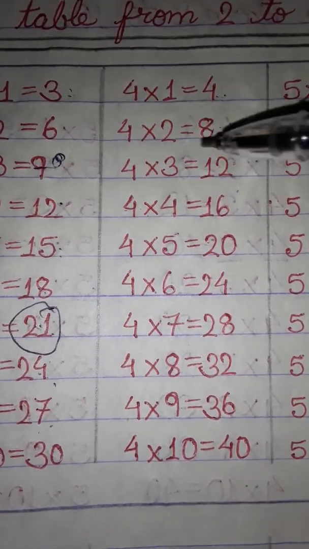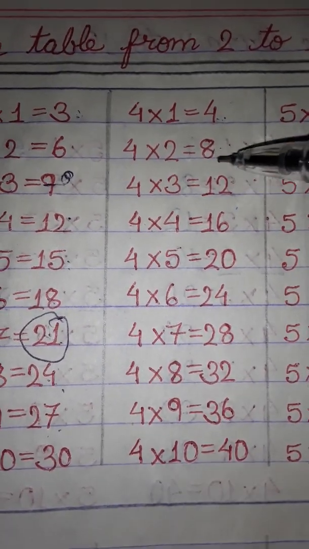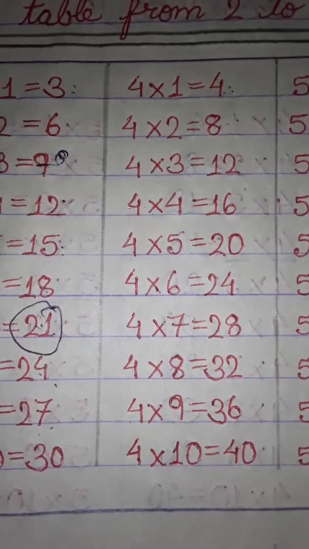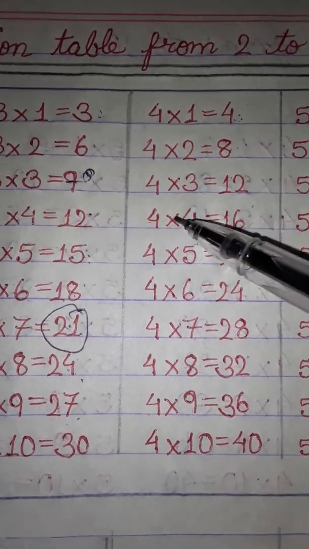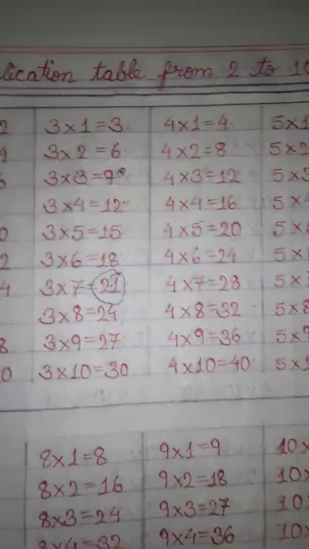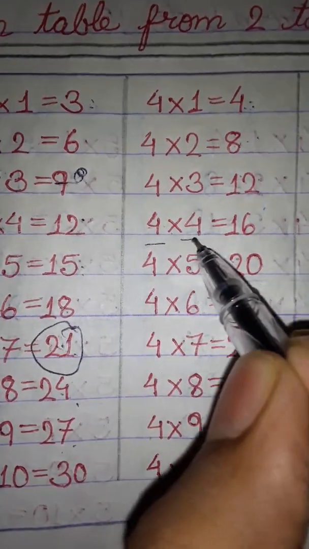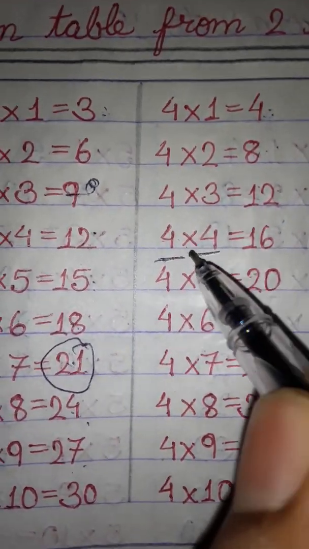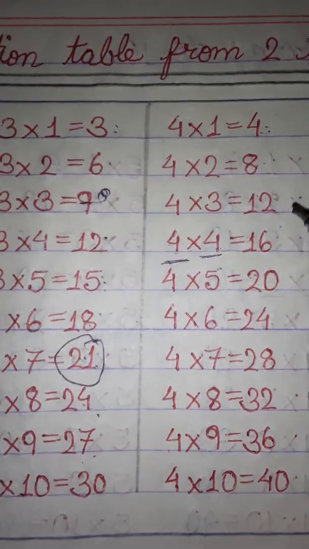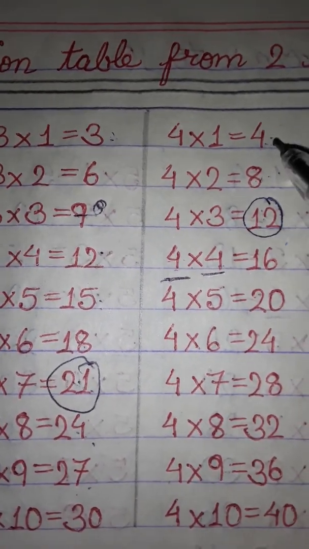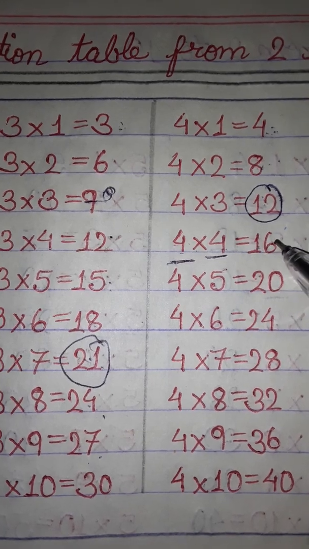But 4 into 3 is equal to 12. For this 12 you have to add 8 plus 4 and the answer will be 12. The next one is 4 into 4. I think you may get some confusion on this 4 into 4 because this and this 4 are the same. But please don't worry, because for this also the same process: you have to just add 12 plus 4, the answer will be 16.